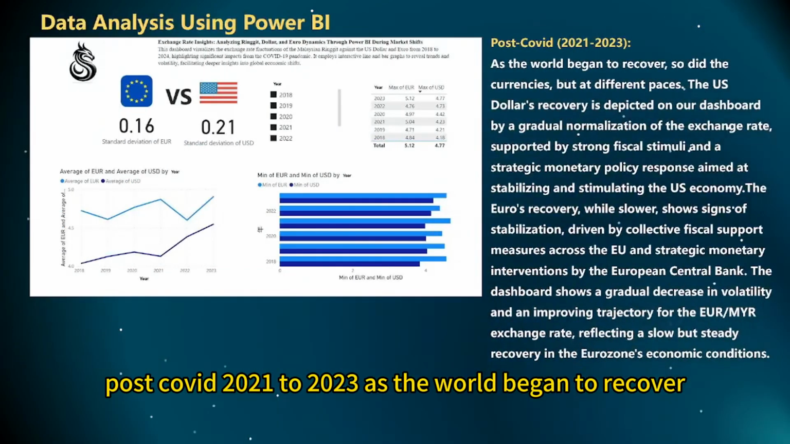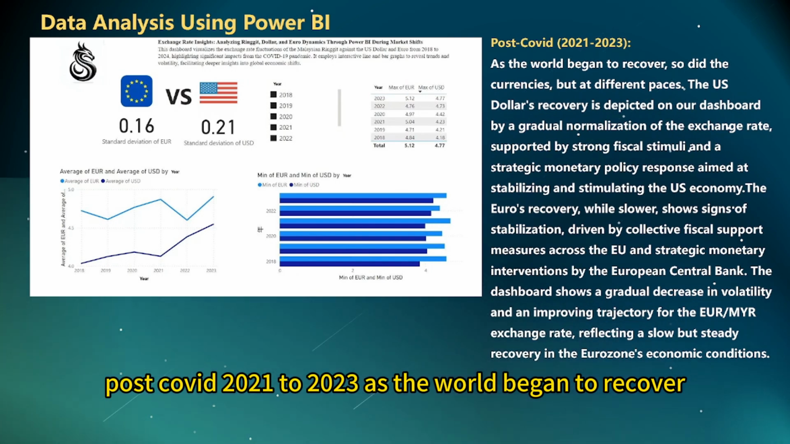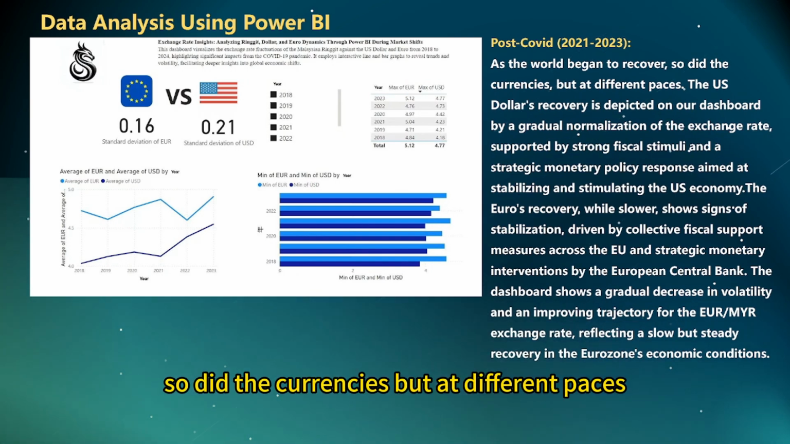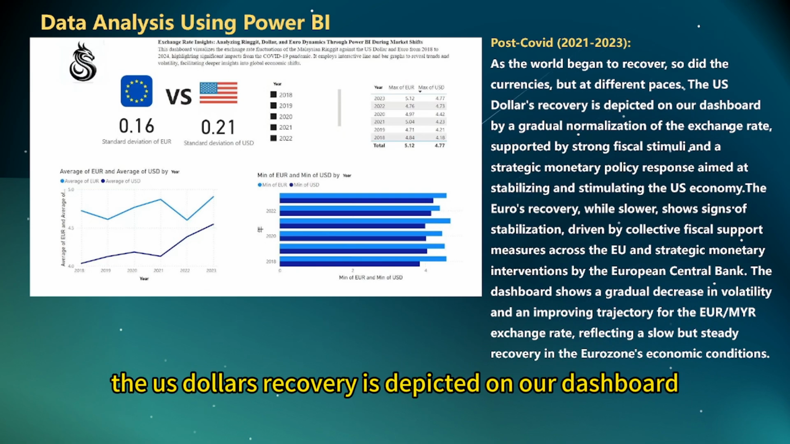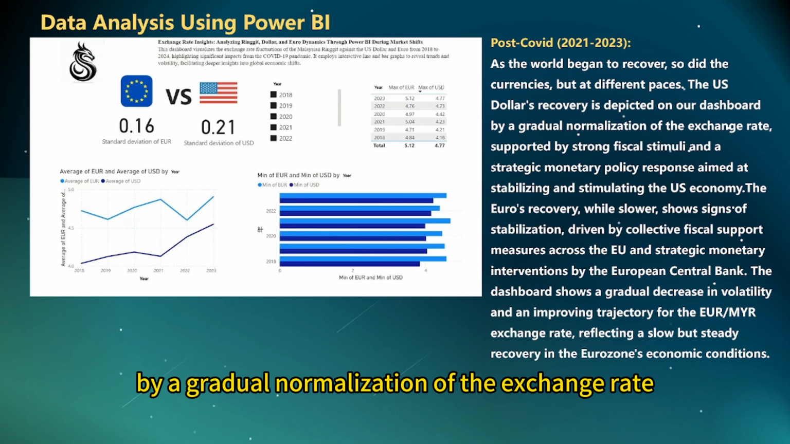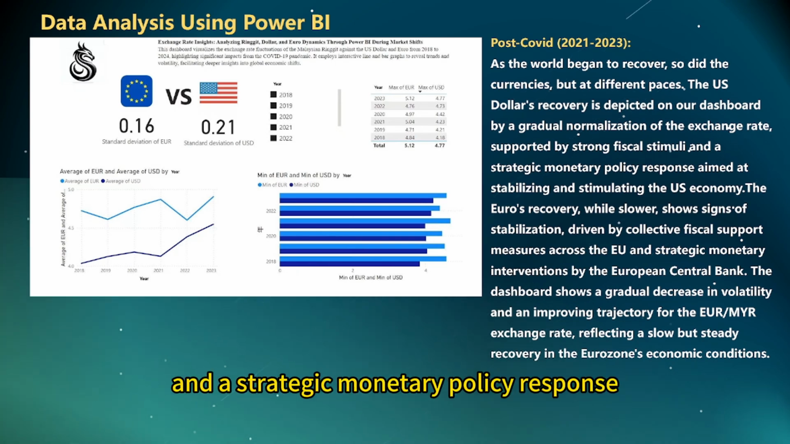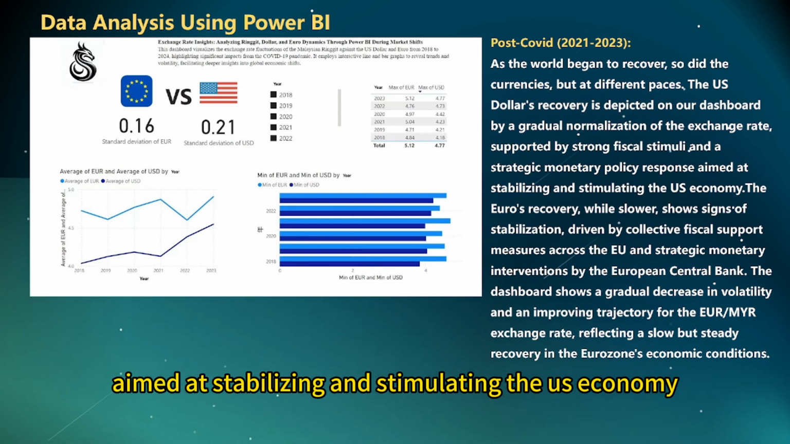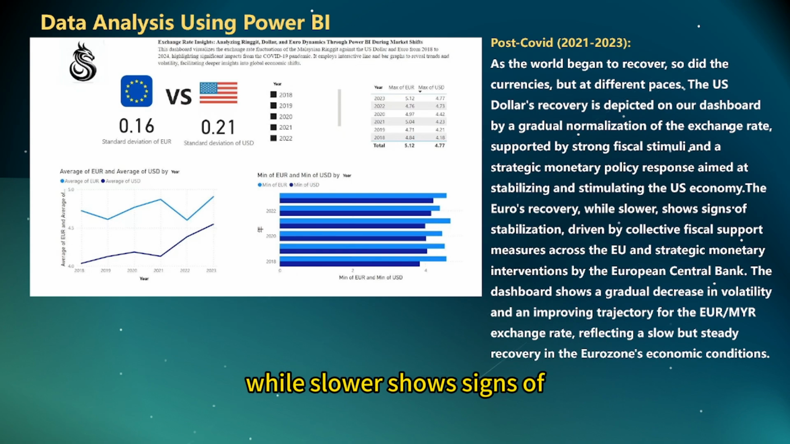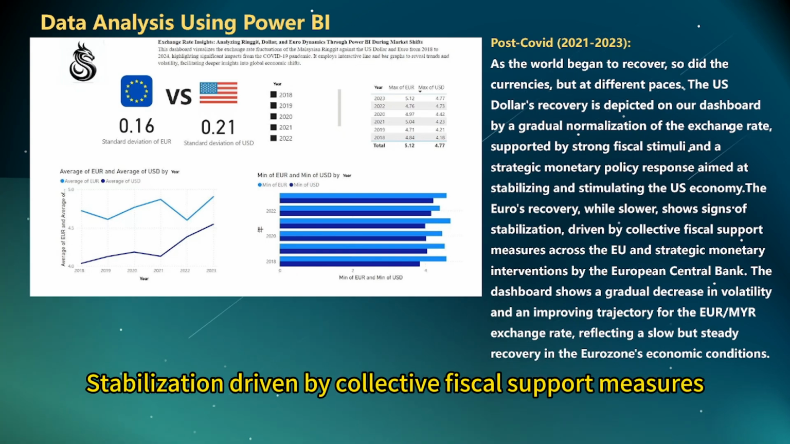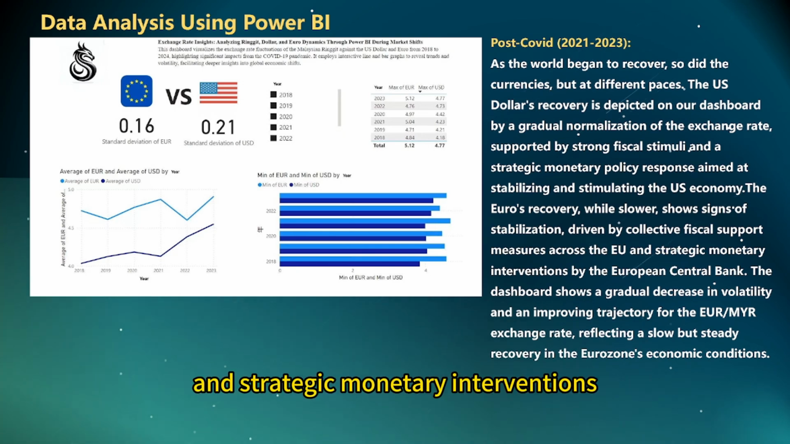Post-COVID, 2021 to 2023. As the world began to recover, so did the currencies, but at different paces. The US dollar's recovery is depicted on our dashboard by a gradual normalization of the exchange rate, supported by strong fiscal stimuli and a strategic monetary policy response aimed at stabilizing and stimulating the US economy. The euro's recovery, while slower, shows signs of stabilization, driven by collective fiscal support measures across the EU and strategic monetary interventions by the European Central Bank.